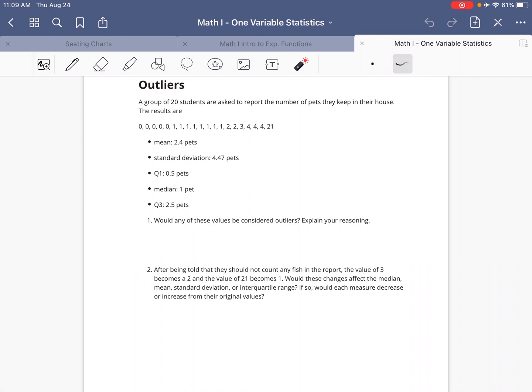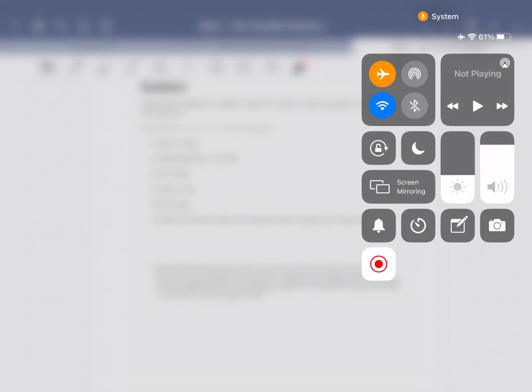And then be real careful with number 2. Read it very carefully and then try to answer it. If you have any other questions, let me know. I'm here to help.